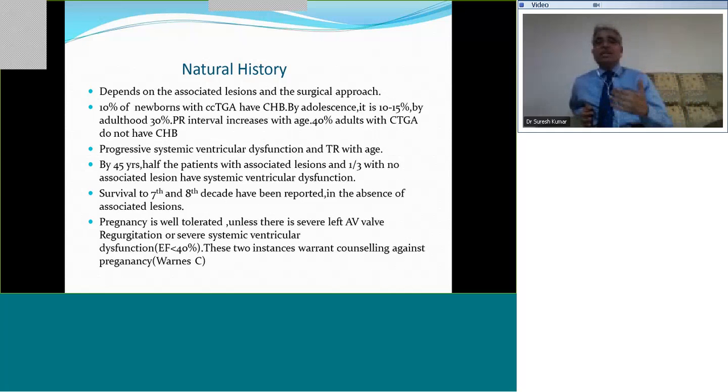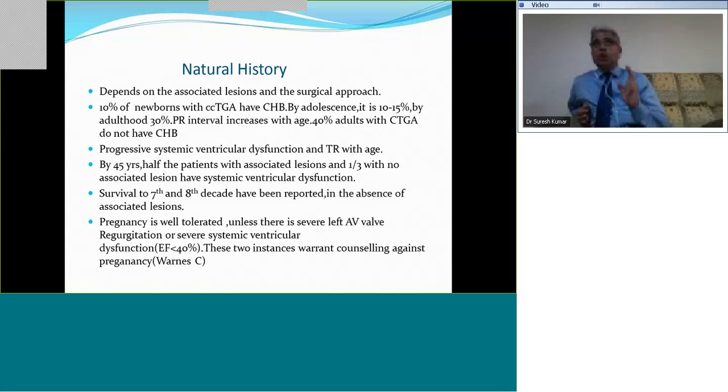There is a progressive systemic ventricular dysfunction and tricuspid regurgitation that occurs with age. And this generally tends to occur from the second decade and further. By 45 years, half the patients with associated lesions and a third of patients without any lesion have systemic ventricular dysfunction. And in the absence of associated lesions, there are sporadic case reports of survival to 7th and 8th decade.